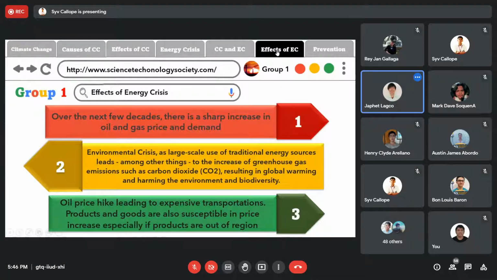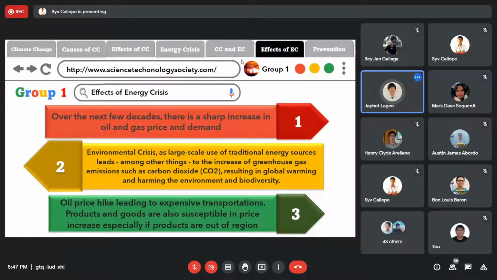Good afternoon po. I'll be reporting about the effects of the energy crisis. For the first effect, we can see today that the human population is gradually increasing. Since the population is increasing, the demand for oil and gas will also increase for the needs of the people. So that is the first effect. The demand for oil will increase, and since the demand will increase, its price will also increase.